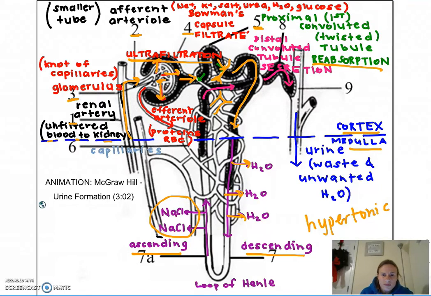From the loop of Henle, our filtrate is going to travel to structure number 8. And that is the distal convoluted tubule. I know that's kind of hard to see, it's a D. This is where secretion occurs. We're going to get the last bit of water and the last bit of ions out and put it back into our blood before it heads to our collecting duct and gets released as urine.